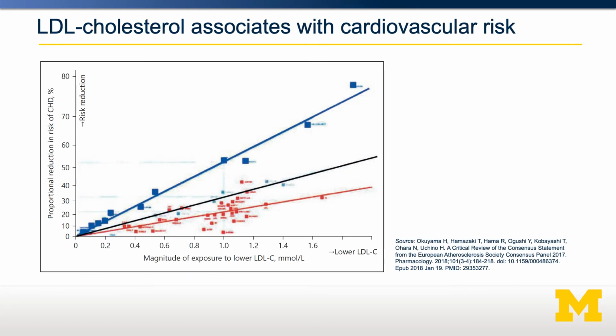Shown here is the association of LDL cholesterol levels to cardiovascular disease risk. Shown in blue are Mendelian randomization studies. These are studies where people have genetically predicted elevated or reduced LDL cholesterol levels.